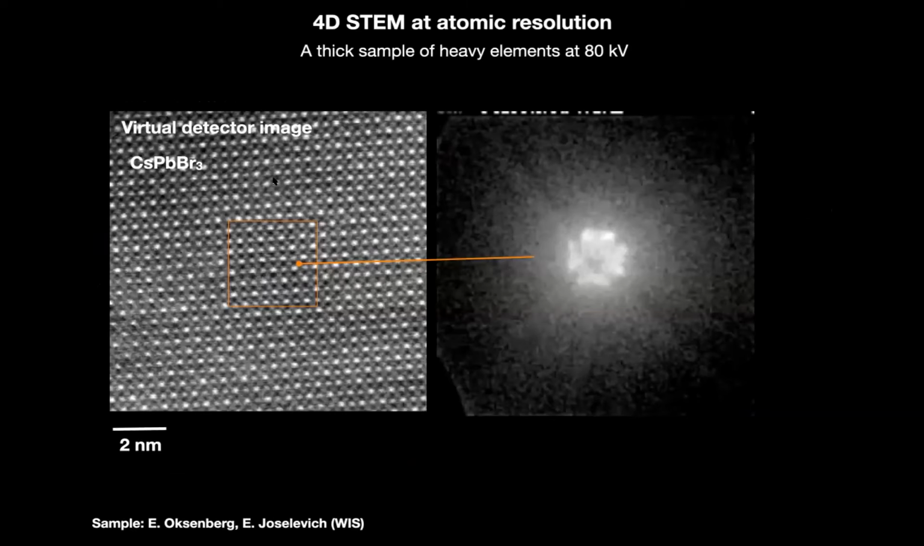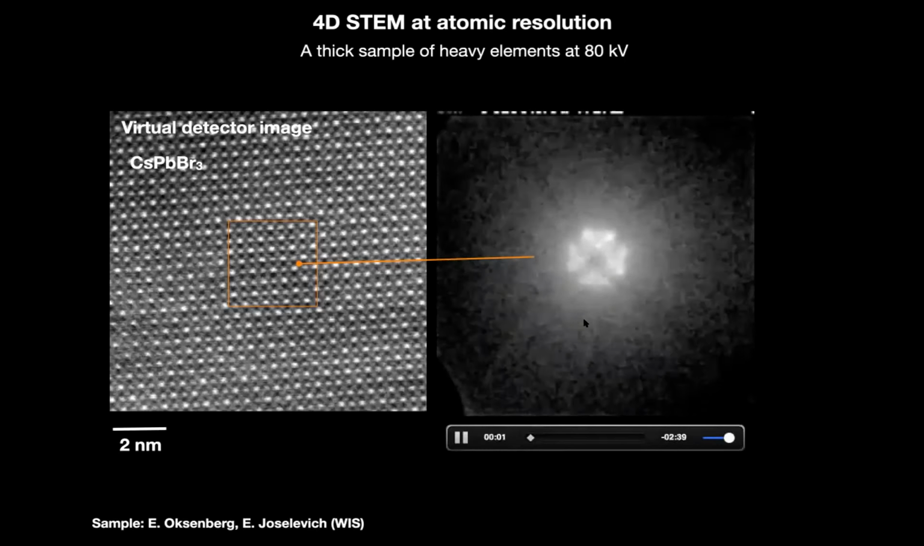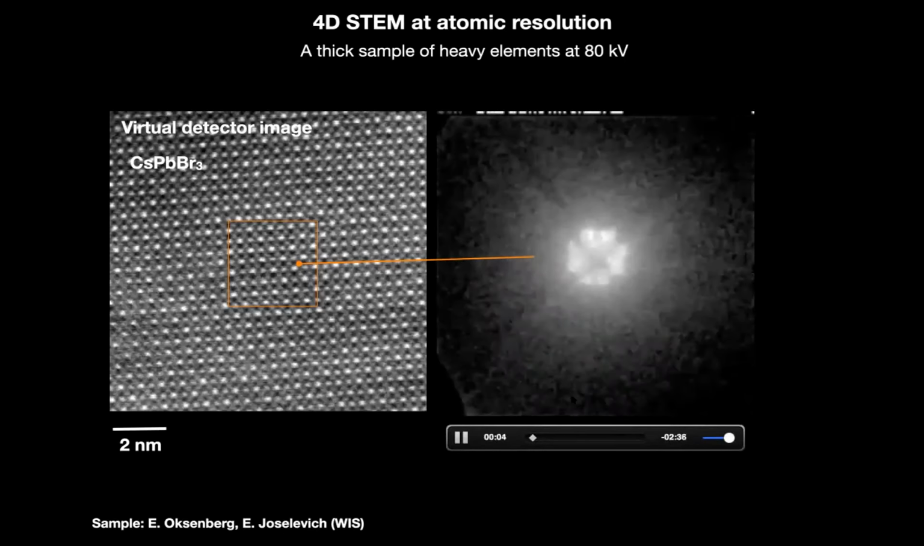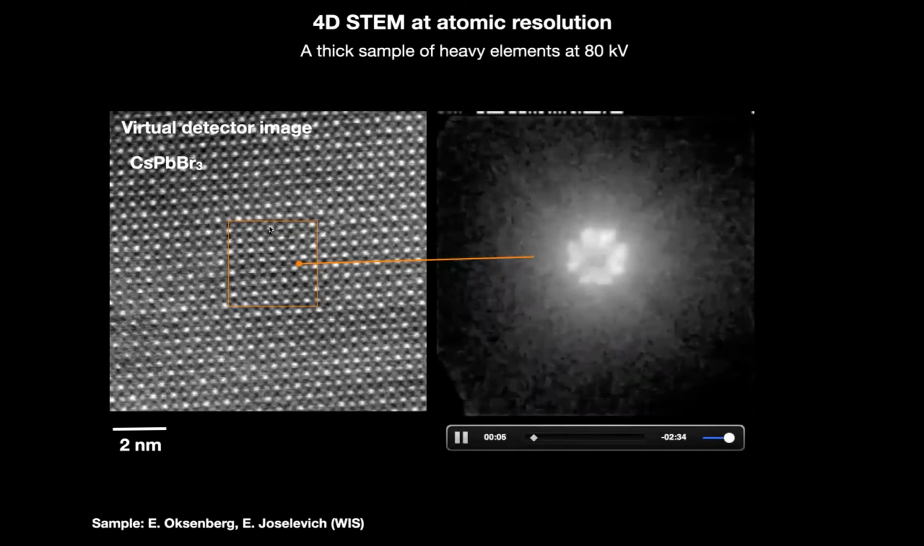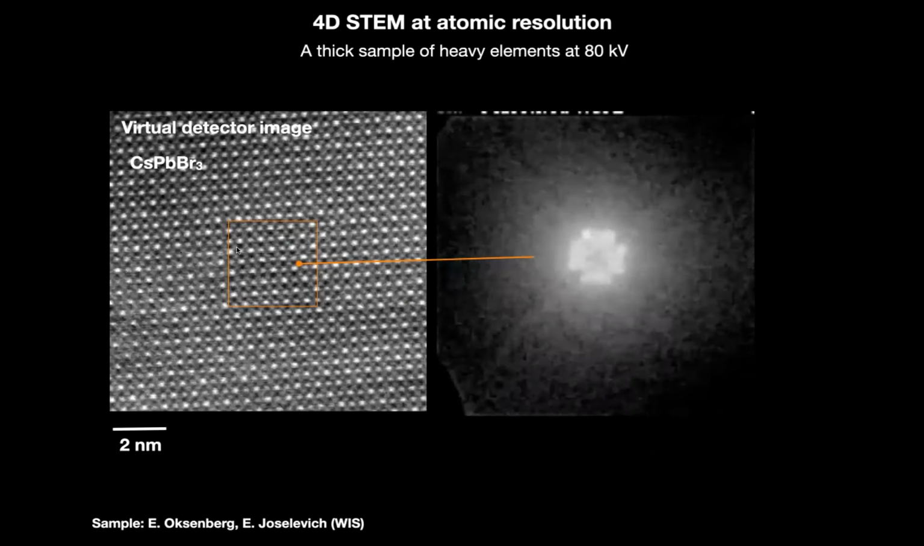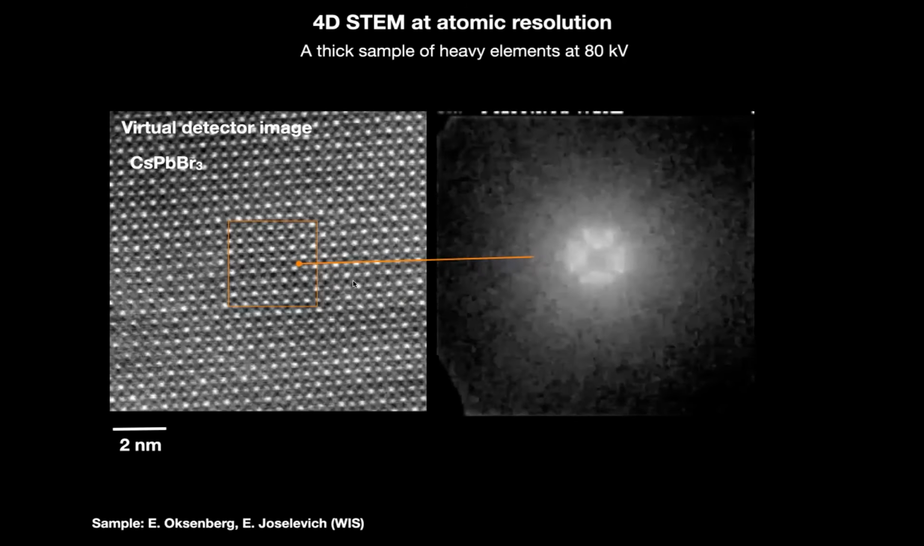This is actually already a false-color image taken with a so-called virtual detector of cesium lead bromide. In this case, this is a pixel area of 256 by 256. So behind each pixel here, there is one diffraction pattern. We have 65,535 diffraction patterns, and some of them are shown here in this animation. This is what you see on the detector when you're scanning in this small area. So for each pixel, you get a diffraction pattern.